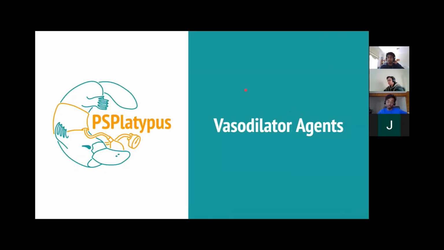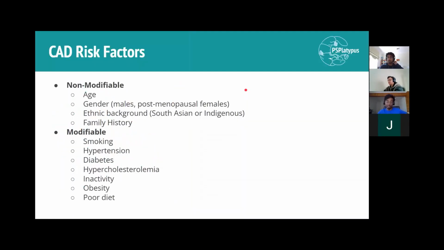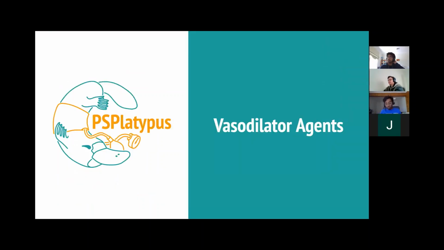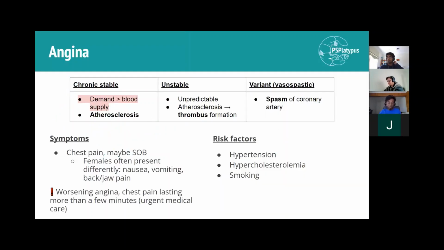Yep. Thanks, James. I'll be taking us through the drugs we want to talk about when thinking about angina and what we talked about here with plaques. We call them vasodilator agents, which makes sense because we're trying to stop the closing in of those coronary vessels by dilating them.